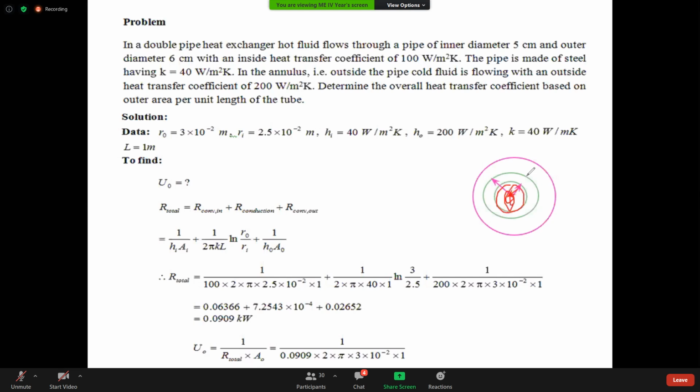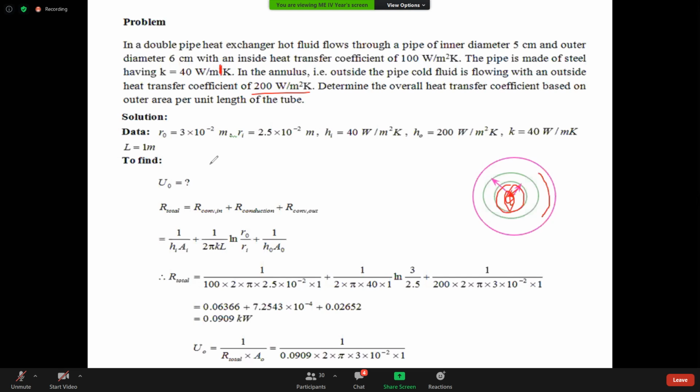That is Hi. The outside fluid heat transfer coefficient, I don't know whether he gave it or not. He gave it too. No, he didn't. Right. Let's see. The pipe is made up of steel having K equal to 40 watt per meter Kelvin, not meter square Kelvin.